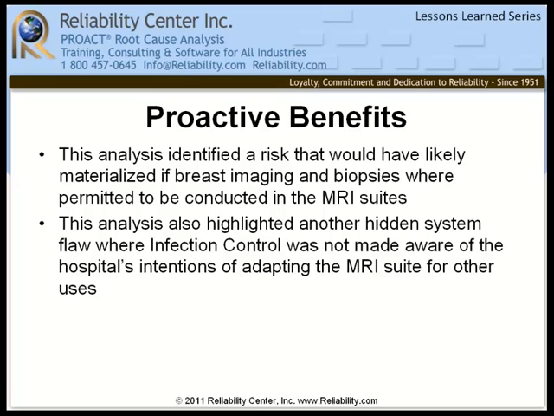This analysis also highlighted another hidden system flaw where infection control was not made aware of the hospital's intentions of adapting the MRI suite for other uses.